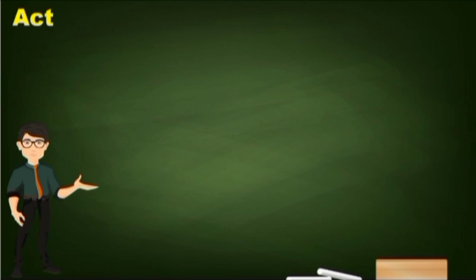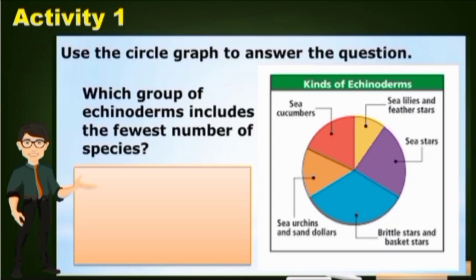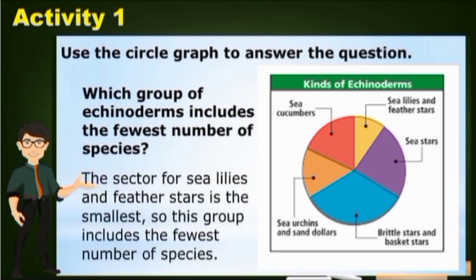Let's have the following activities. Activity number 1. Use the circle graph to answer the question. Which group of echinoderms includes the fewest number of species? The title of the graph, Kinds of Echinoderms. What do you think is the answer? The answer, right, the sector for sea lilies and feather stars is the smallest, so this group includes the fewest number of species.